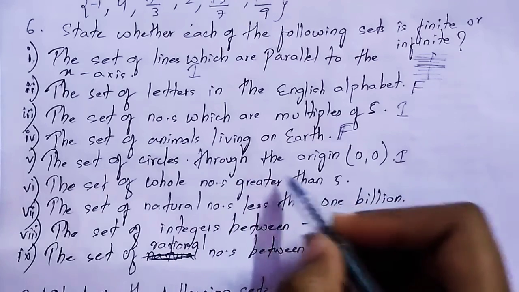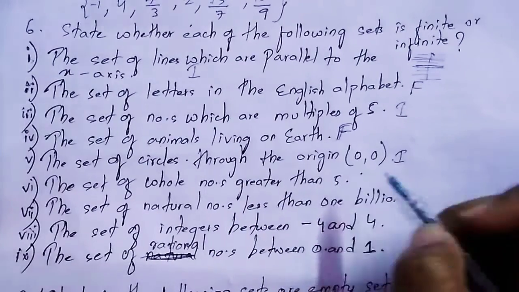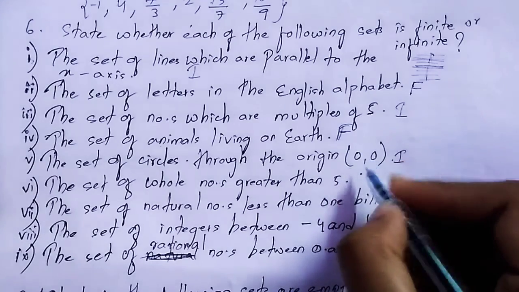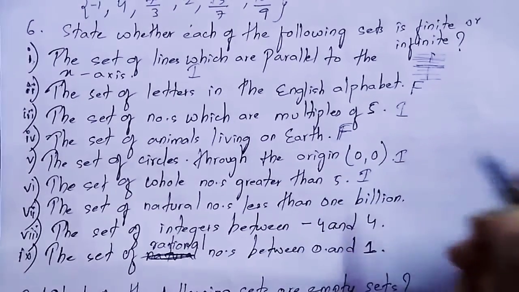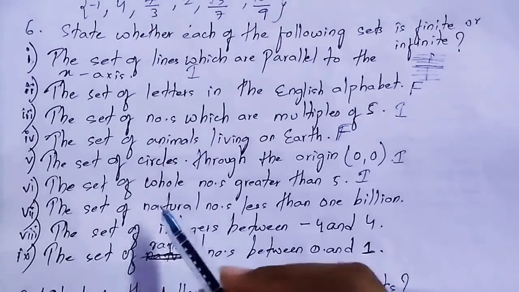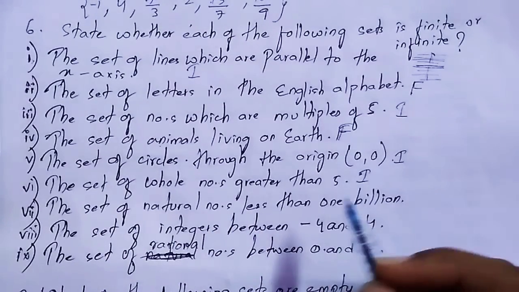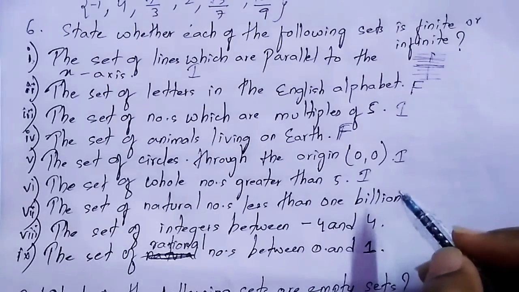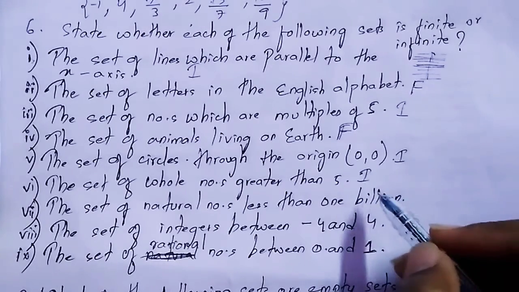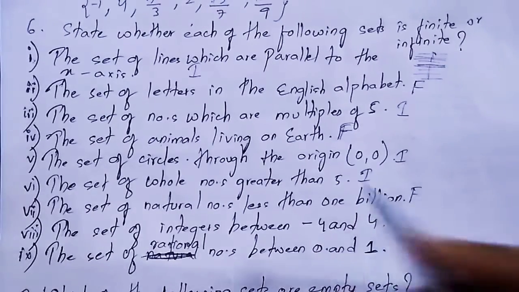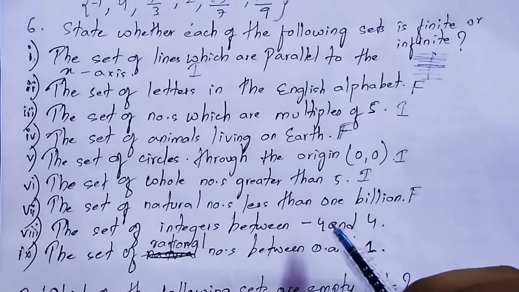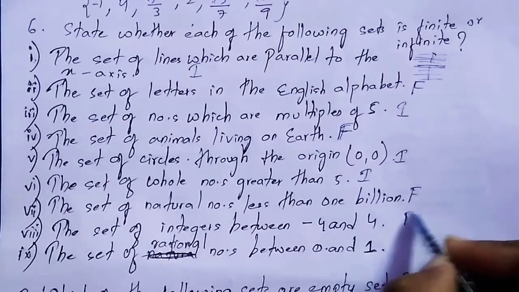Next one, the set of whole numbers greater than 5. This is also not limited. So this is infinite. Now next one, the set of natural numbers less than 1 billion. So this is limited. All the natural numbers that are less than 1 billion. So there is a restriction. It is limited. So this is your finite set. Next one, the set of integers between -4 and 4. So this is also limited. So this is your finite set.